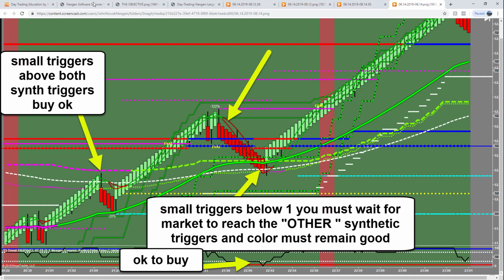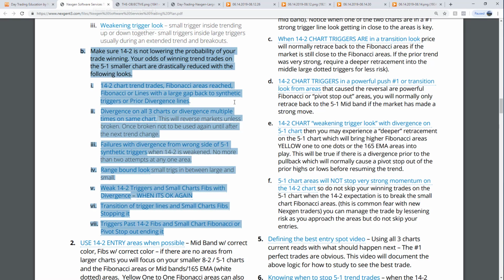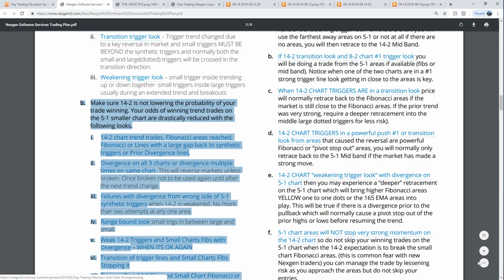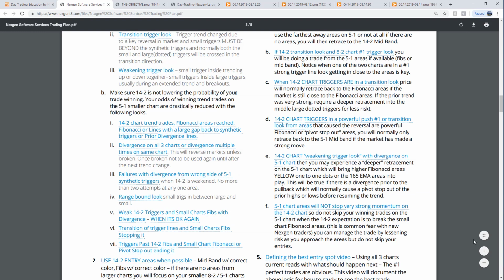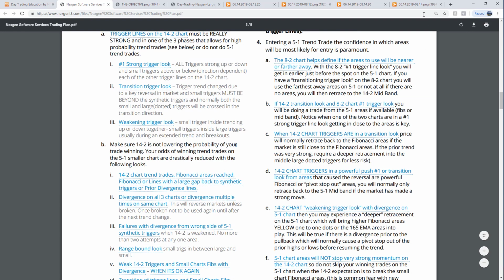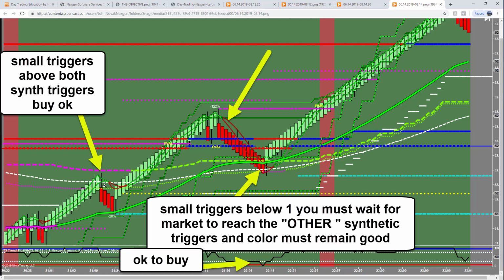So instead of looking at every rule in the trading plan and trying to get everything in your head all at once, I think it's easier if you just go with a very simple approach. Where your trigger is above, we'll do a trend trade if it's green. If your triggers are in between, you've got to get to the farther away one. If it's still green, we can take a trade. So that's the rules. Now, there's one more rule that we're going to discuss.